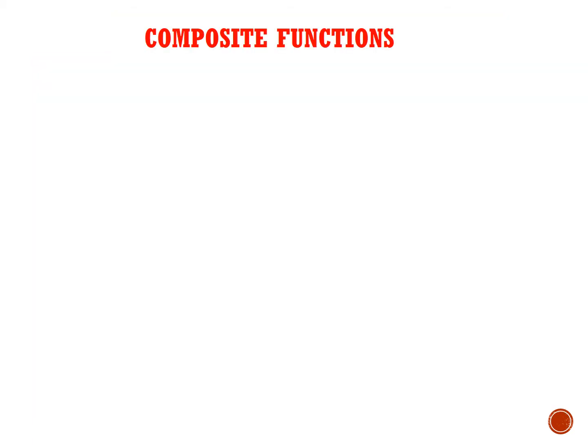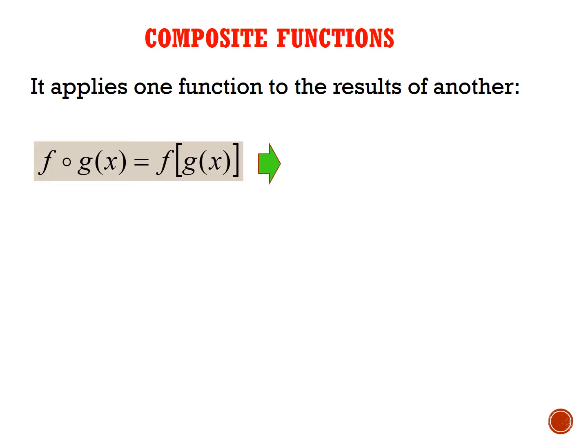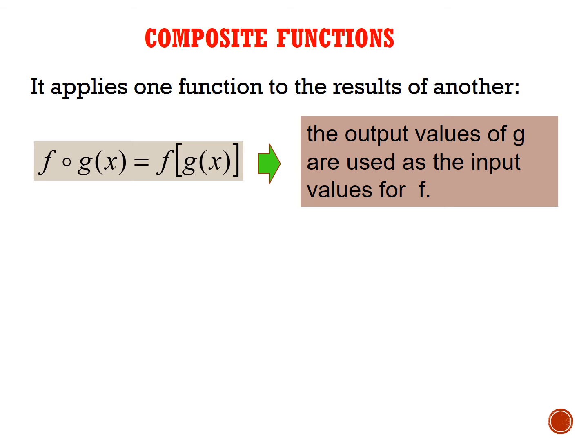The definition of composite function: it applies one function to the result of another. Consider two functions, f(x) and g(x). We define f of g(x) equals f(g(x)), meaning that the output values of function g are used as the input values for the function f.